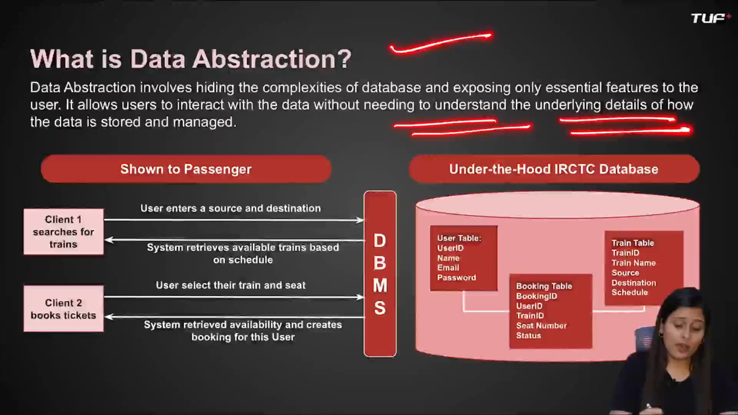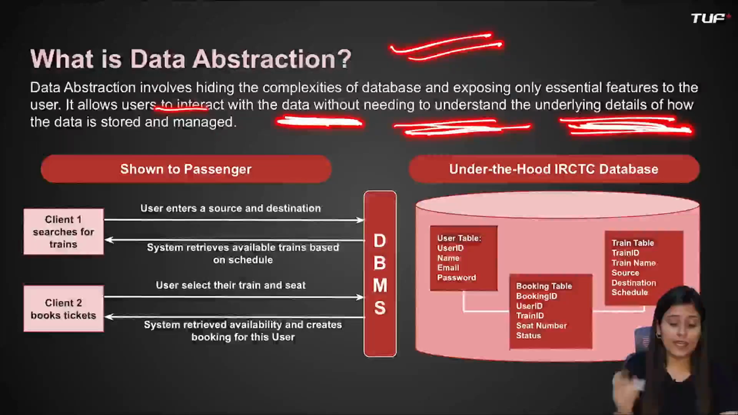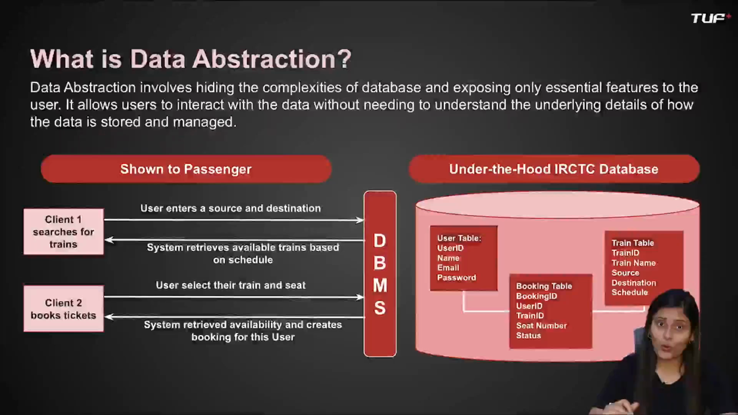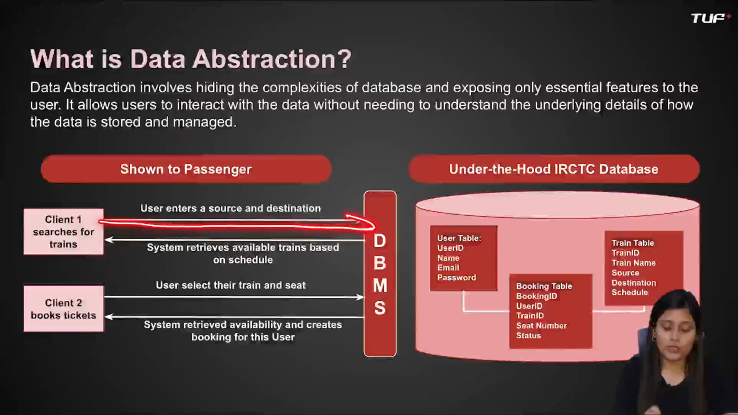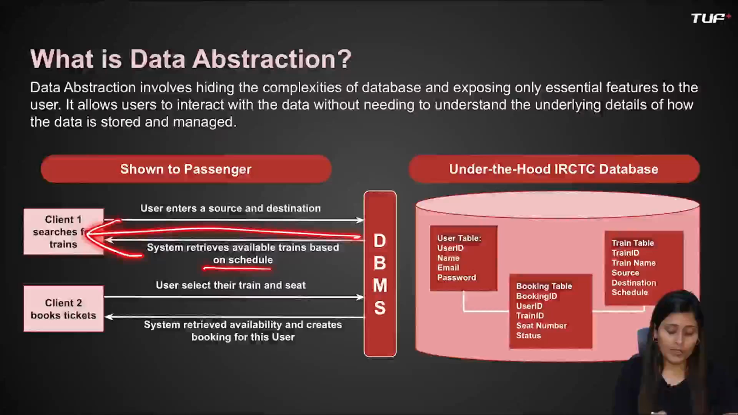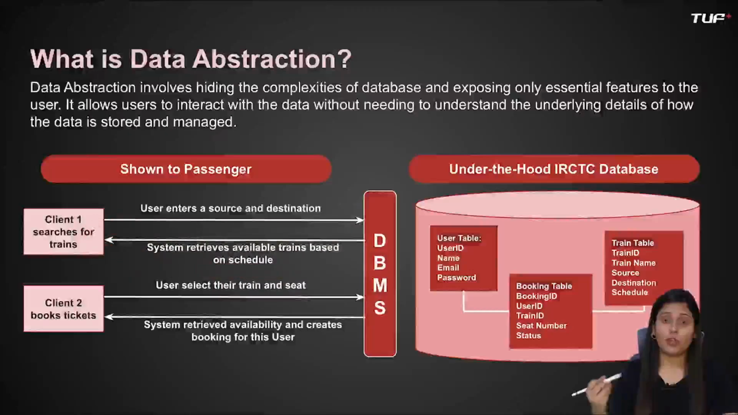So data abstraction allows users to interact with the actual data without even needing to understand the underlying details of how the data is stored. They just need to query for fetching or manipulating data and they will get the data from the DBMS. They don't need to understand what the structure of the database inside the system is, how the data is actually stored and all, right? So you can see here that client 1 searches for trains. They just need to enter the source and destination in the application interface and they will get the data of how many such trains are available for those destinations.